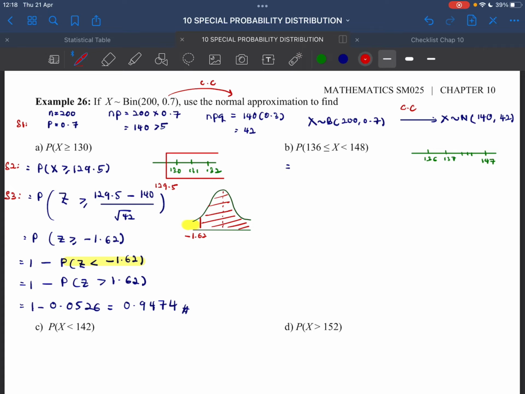Then we make a box for all of this. The number here will be 135.5 and the number here will be 147.5. Why? Because 147 plus 0.5, and this one 136 minus 0.5. So after we do the continuity correction, this will be P(135.5 ≤ X ≤ 147.5).